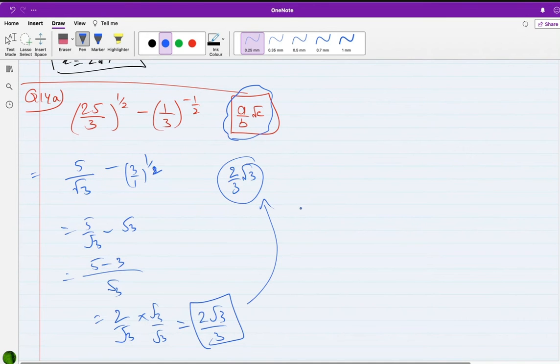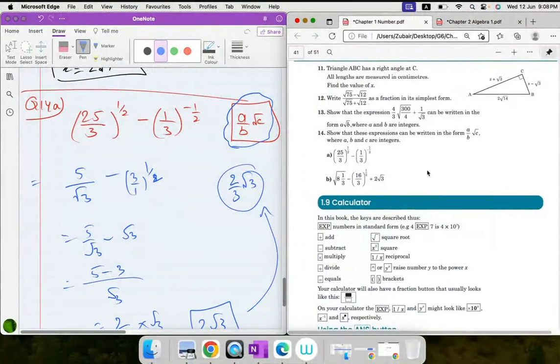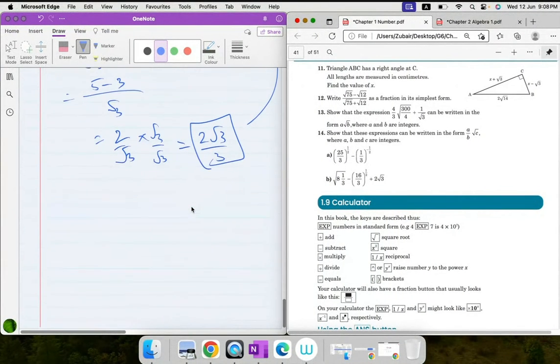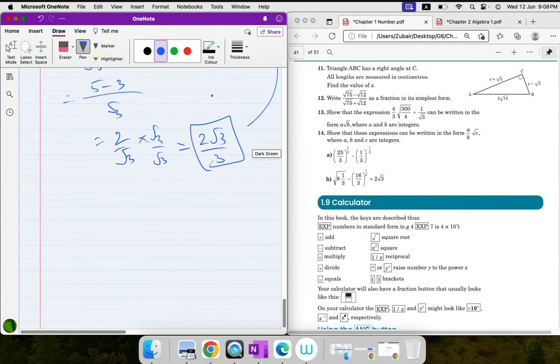Very good, RS and Ali. Thank you so much. Okay, B part. 8 power 1 by 3 minus 16 by 3 power 1 by 2 plus 2 square root 3.